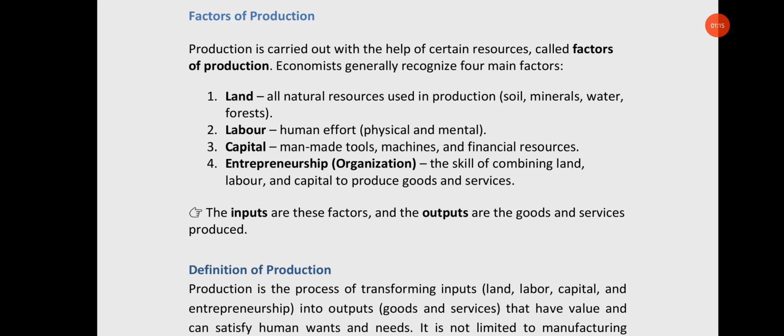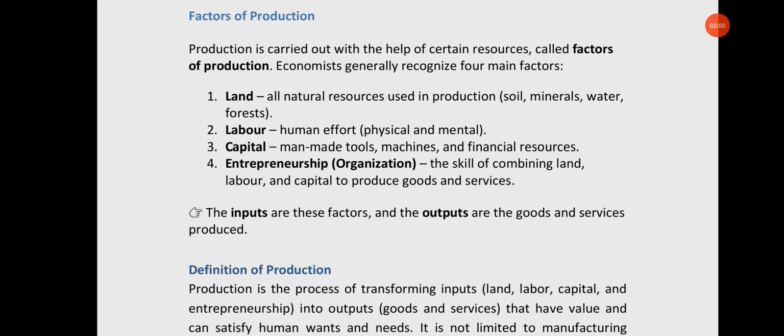Factors of production. Production is carried out with the help of certain resources called factors of production. Economists generally recognize four main factors. Number one, land: all natural resources used in production, such as soil, minerals, water, forests. Number two, labor: human effort, physical and mental. Number three, capital: man-made tools, machines, and financial resources. Number four, entrepreneurship or organization: the skill of combining land, labor, and capital to produce goods and services.